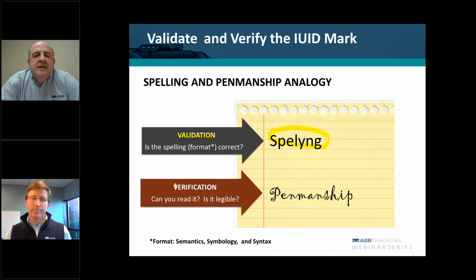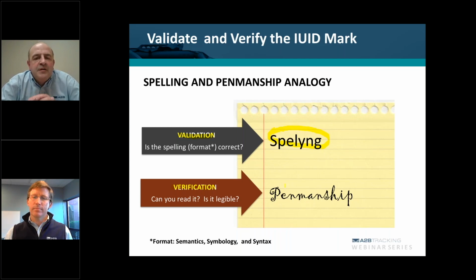The 2D data matrix barcode that goes on these labels, that is created from your data. So once the data is validated, now the software is going to create that 2D barcode. That barcode needs to be readable. And in order for it to be readable and meet the quality standard, it has to have a certain quality grade of a B or better. Either an A or a B would be considered compliant.